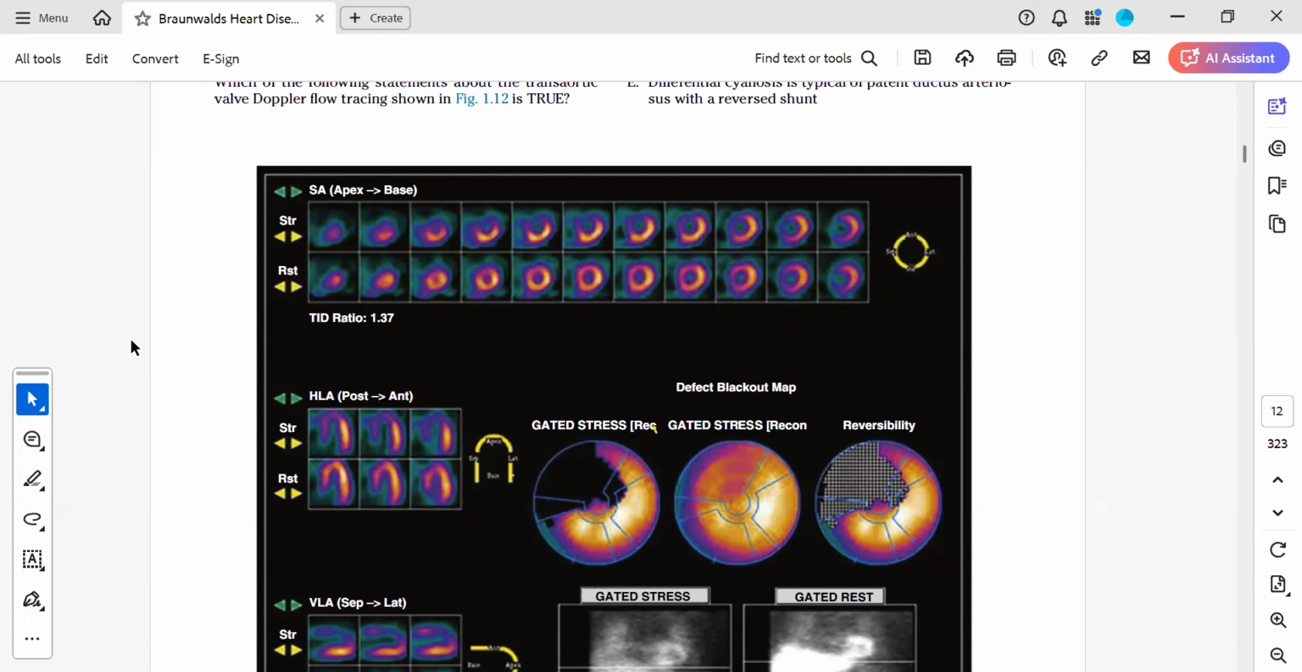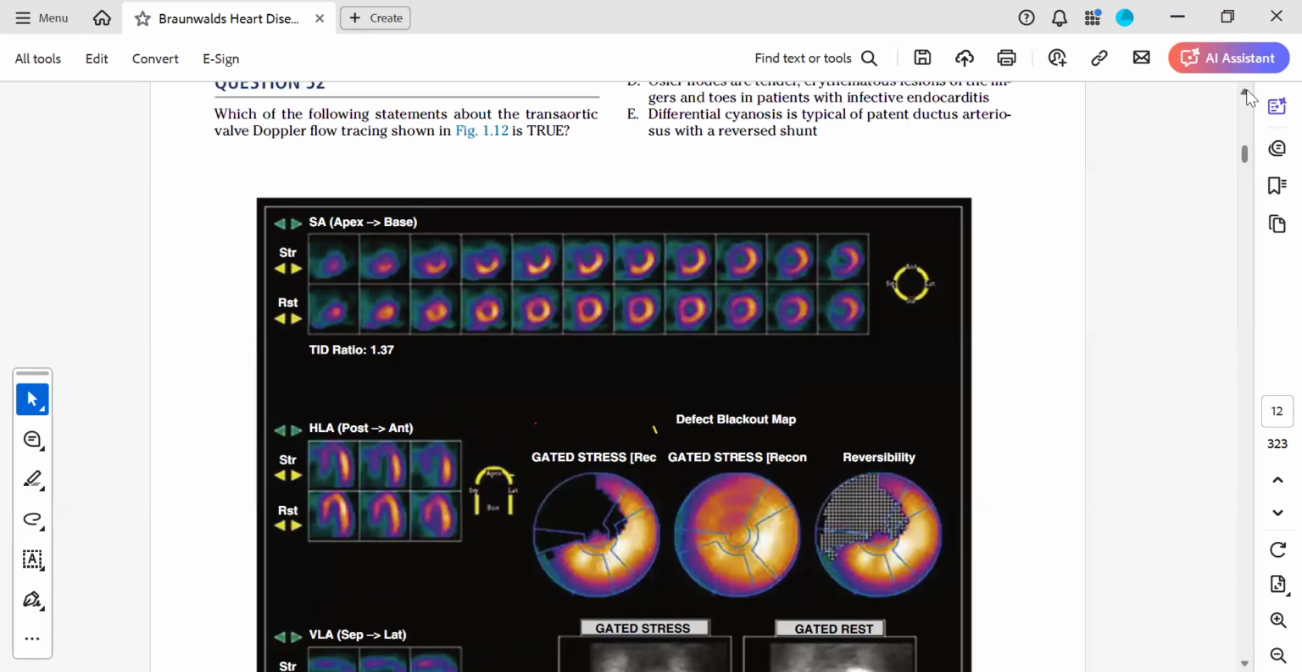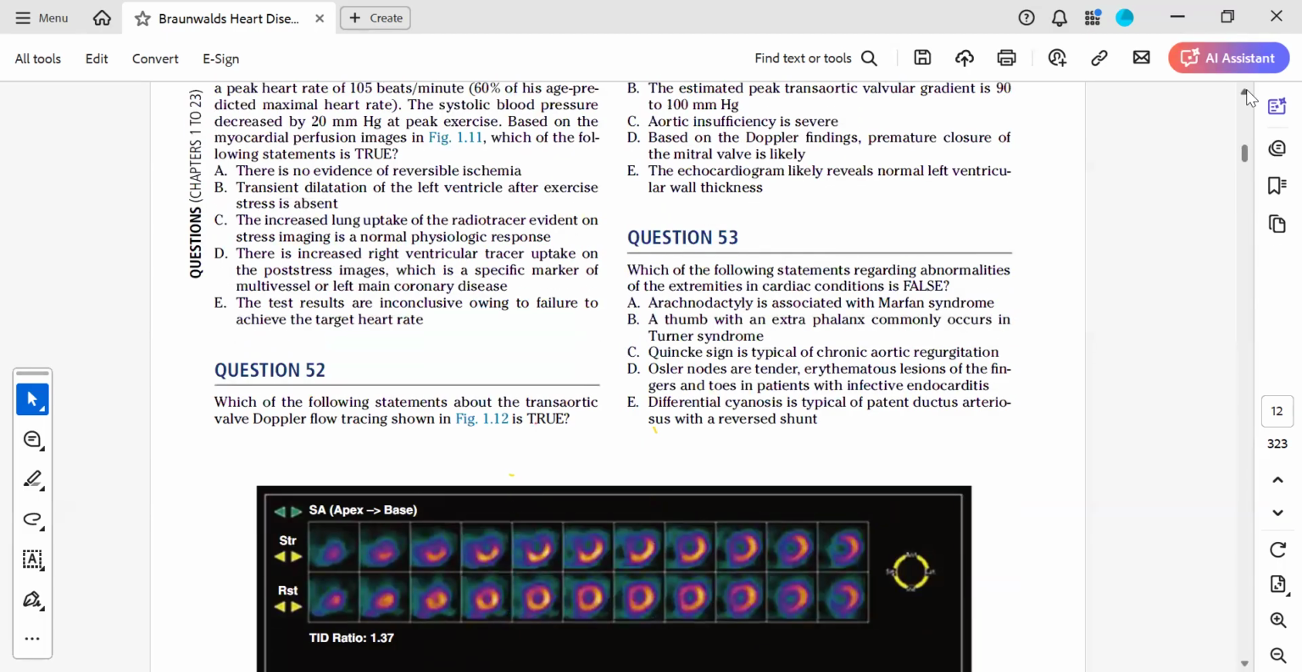So this indicates that there's severe multivessel coronary artery disease, or there's extensive involvement of the left anterior descending artery. So option B, that says transient dilation of the left ventricle after exercise is absent, is also false. The increased lung uptake of radiotracer evident on stress imaging is a normal physiologic response.